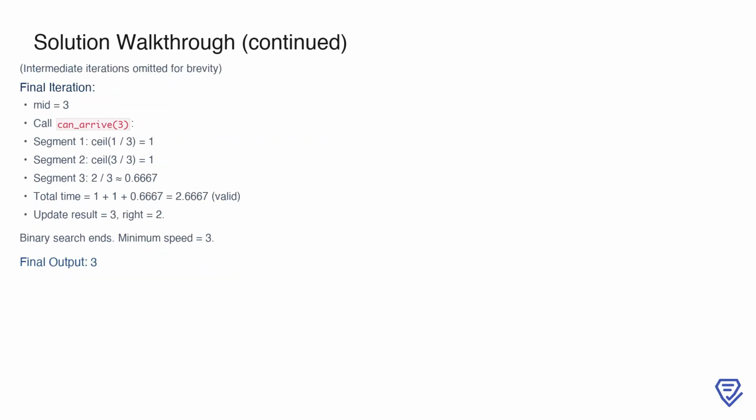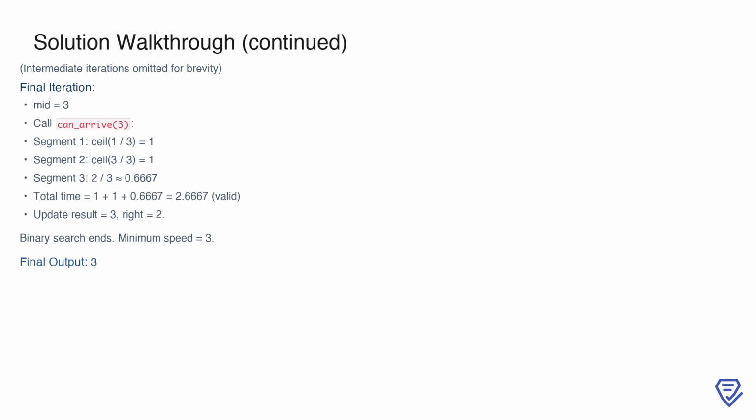After several iterations, we reach the final step of the binary search, where the middle speed is reduced to 3. Testing this speed, the time for the first segment is 1 hour, and for the second segment, it is also 1 hour. For the final segment, dividing 2 by 3 gives approximately 0.6667 hours. Adding these together results in a total travel time of 2.6667 hours, which is still within the allowed 2.7 hours.